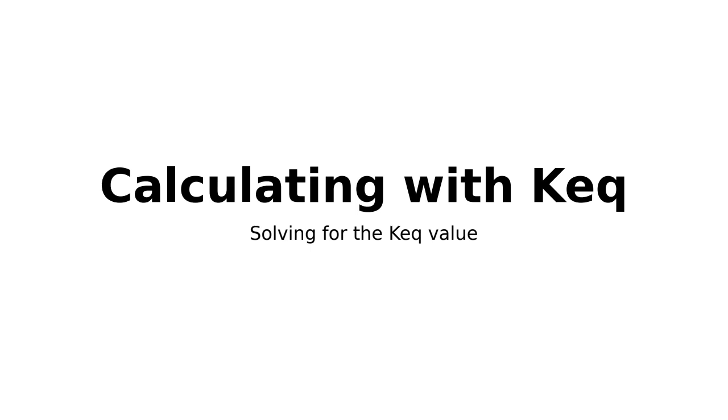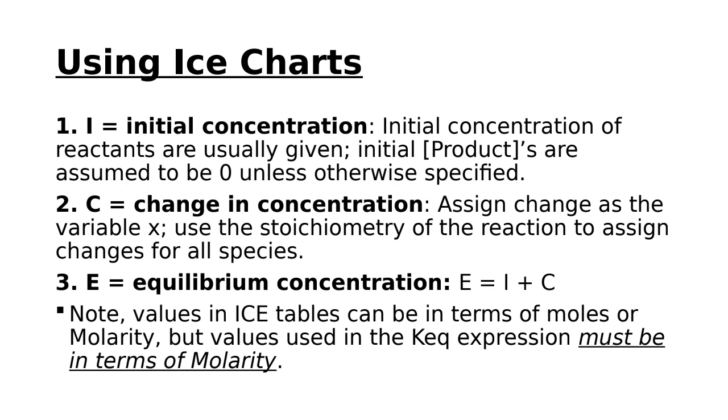This lesson is going to show you how to calculate the KEQ value from initial concentrations and coming up with the equilibrium concentrations in order to place them into the expression. When you are asked to solve for a KEQ value and the concentrations are not at equilibrium, we have to use something called an ICE chart. And ICE is an acronym for initial concentration, change in concentration, and then the equilibrium concentration.